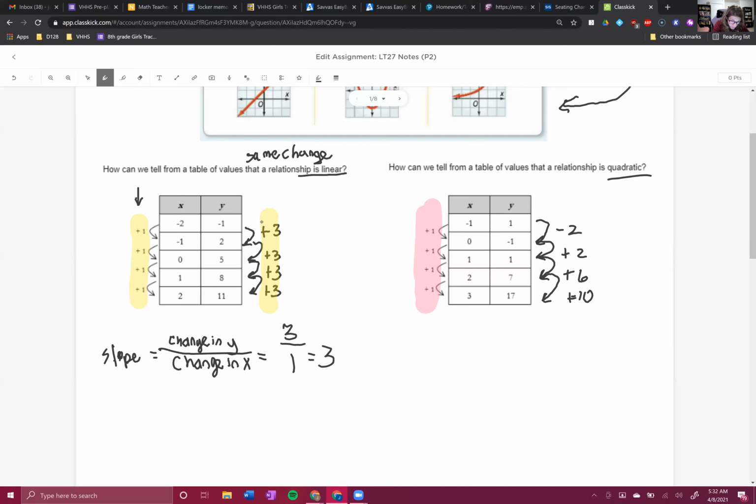For quadratics, we're going to look at the second difference. Now, what the heck am I talking about there? Sorry, my handwriting is not looking so great. Second difference.